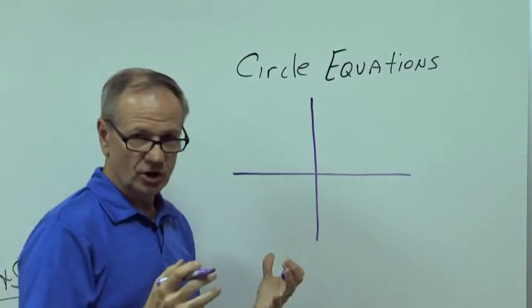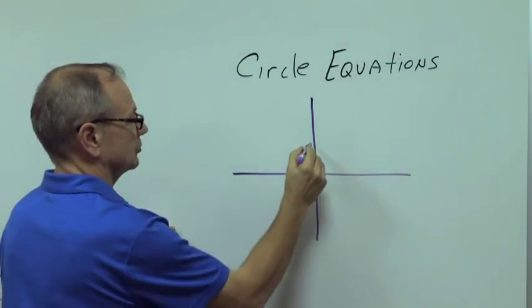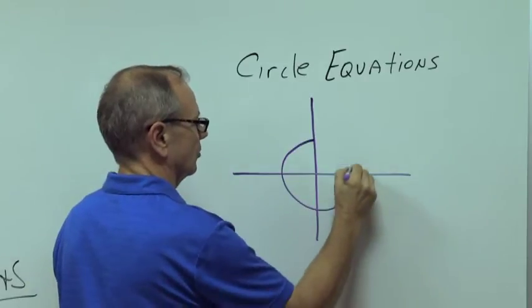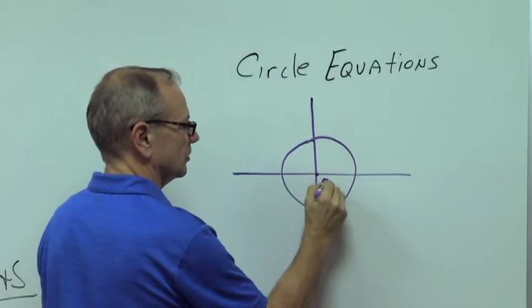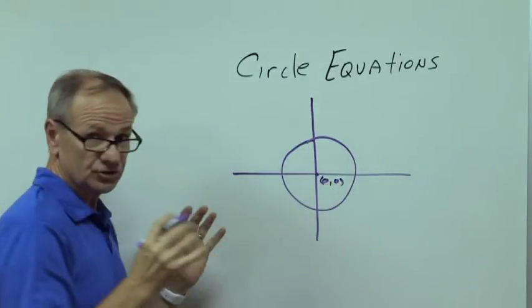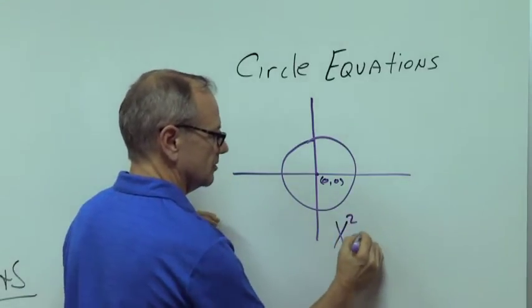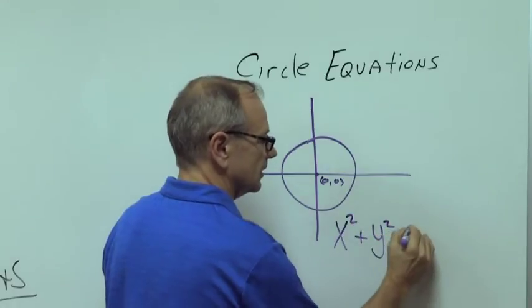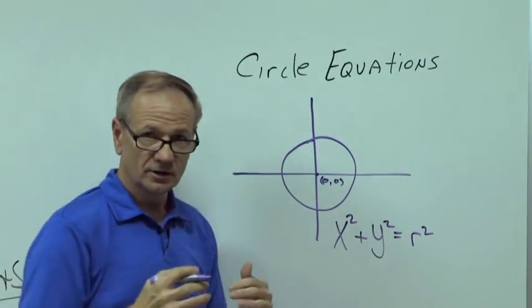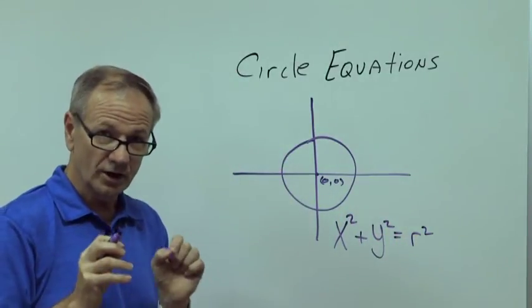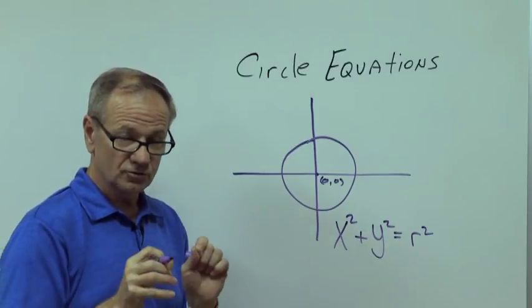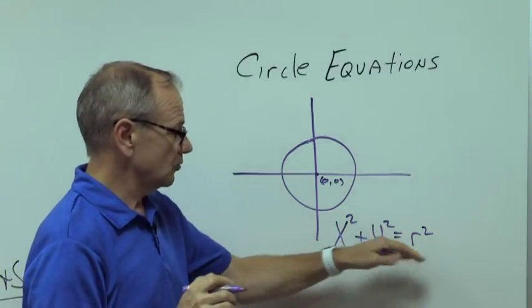Here's how the basics start. If I take a circle centered at the origin, at 0, 0, that's its center, the equation of this circle is x squared plus y squared equals radius squared. This is the way it always is on the test, so don't forget that: equals radius squared.